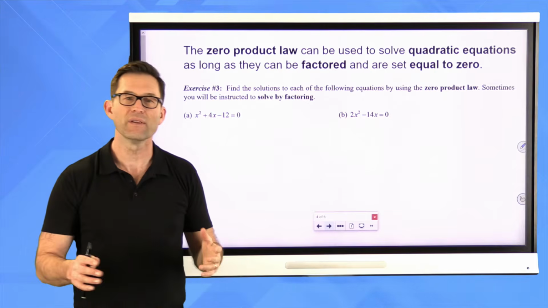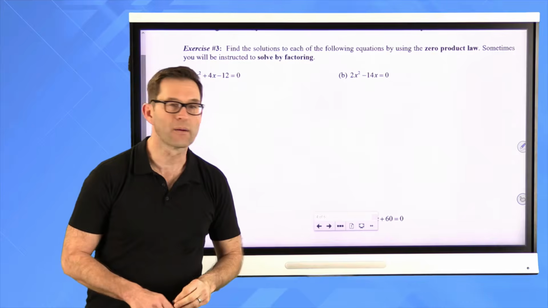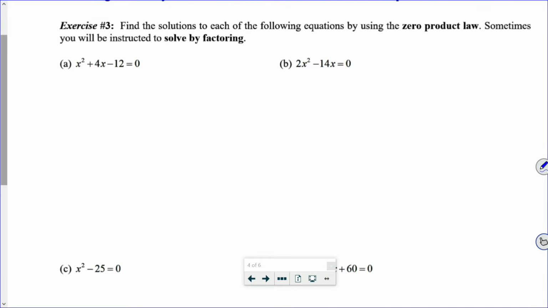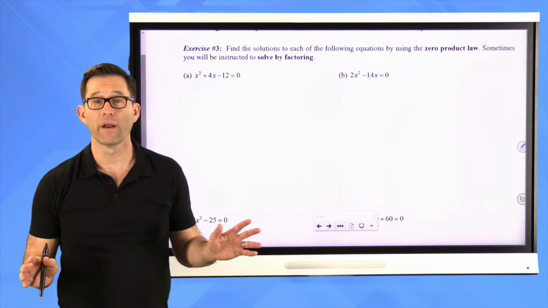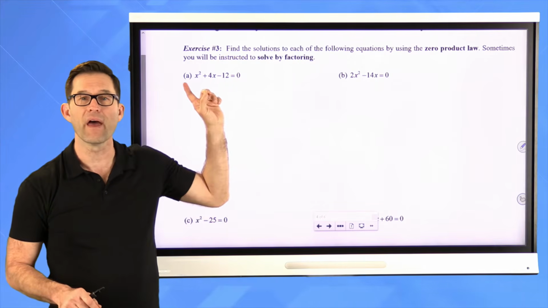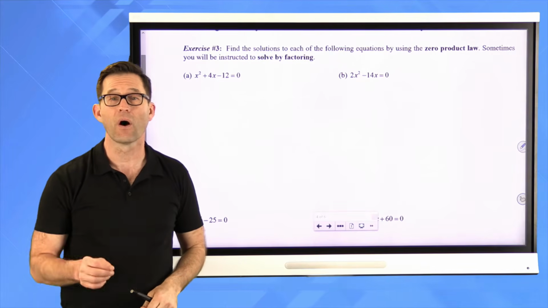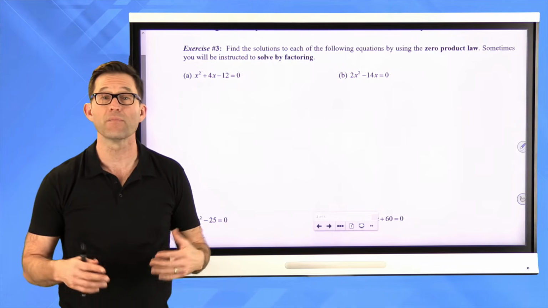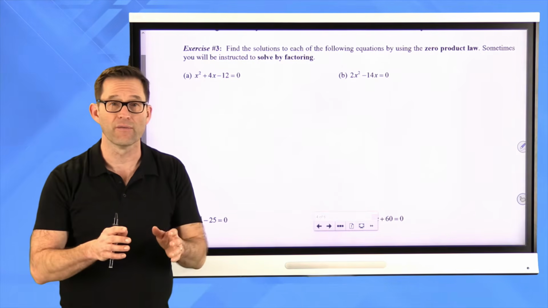Okay, so let's take a look at some that aren't already factored. Exercise number 3. Find the solutions to each of the following equations by using the zero product law. Sometimes you will be instructed to solve by factoring. All right, now before we move on and do this, I want to point out that letter A, x squared plus 4x minus 12 equals 0, is something that we would have solved in the last few lessons by using completing the square. So the zero product law is actually an alternative to completing the square.